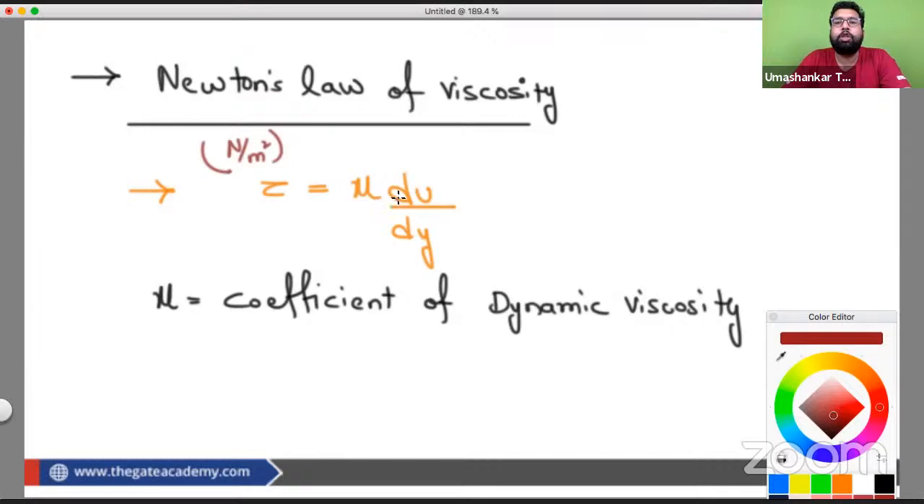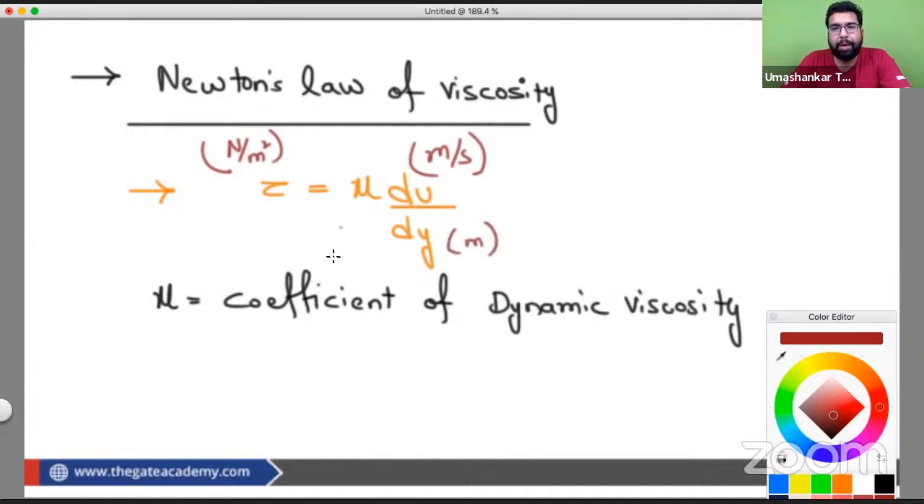This du represents the change of velocity. So the change of velocity has the unit meter per second, right? And this dy is showing some distance, so it is also in meter.